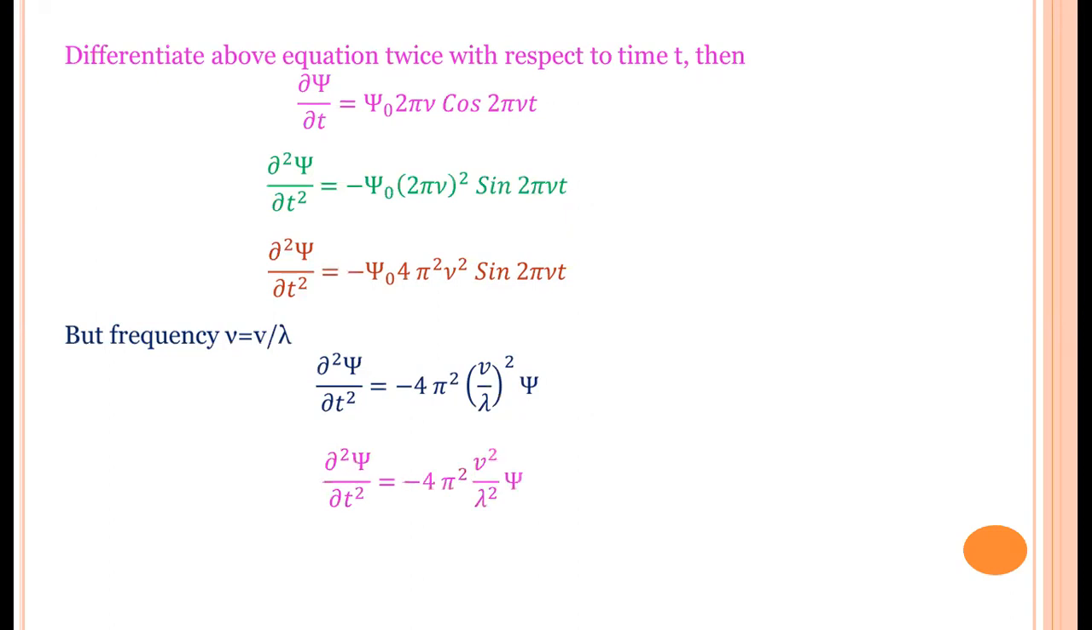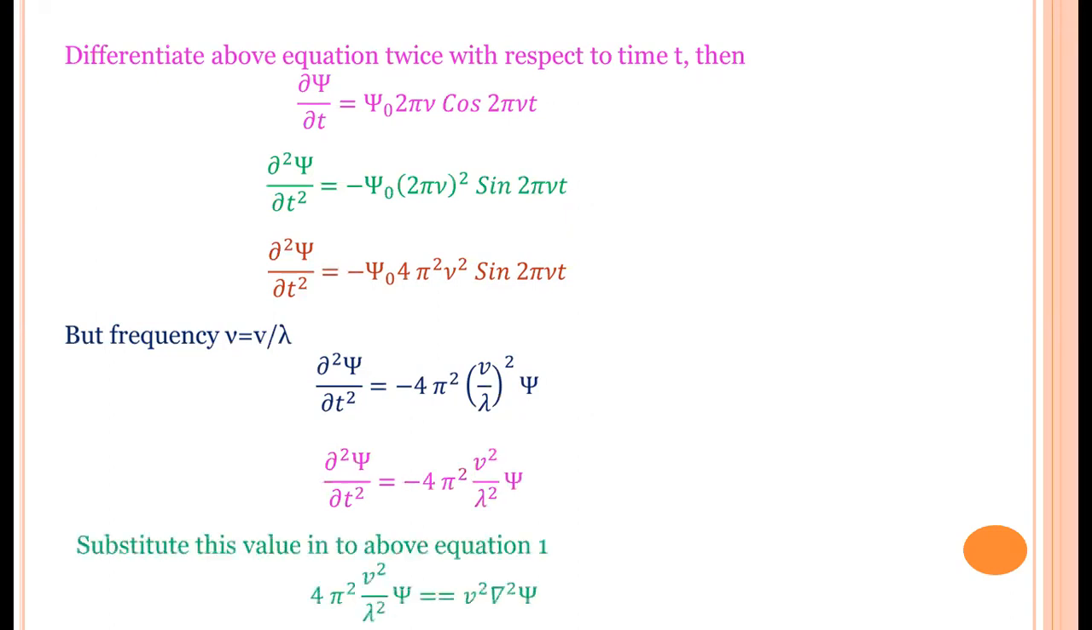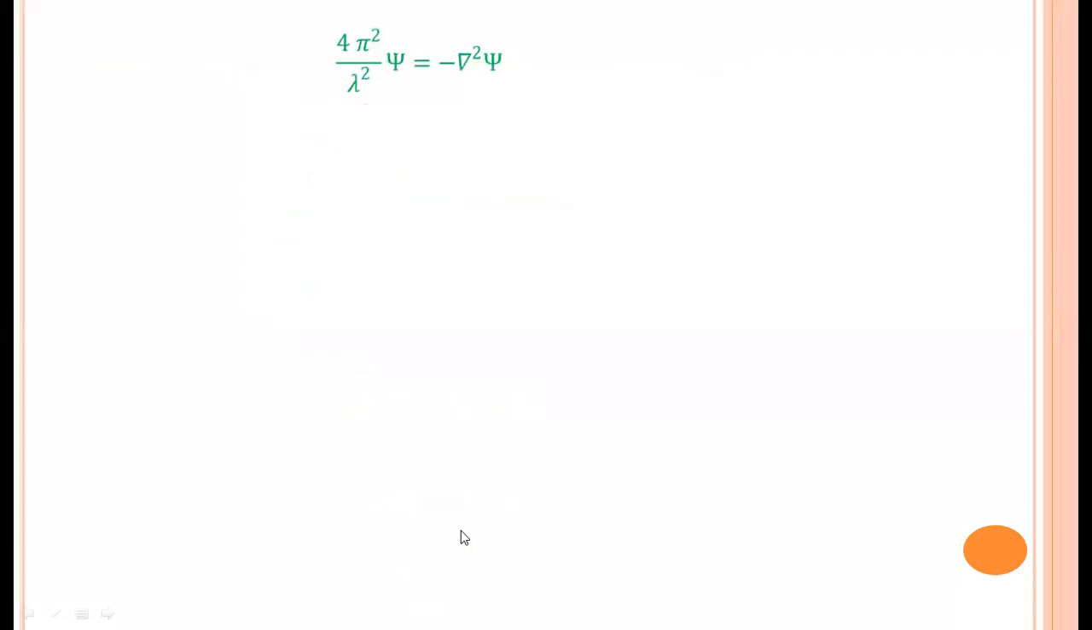When this ∂²ψ/∂t² value is substituted into the above equation, that is (4π²ν²/λ²)ψ is equal to v²∇²ψ, because we substituted only the ∂²ψ/∂t² value. From that, (4π²/λ²)ψ is equal to minus ∇²ψ. That is, ∇²ψ + (4π²/λ²)ψ is equal to 0, because this term is moved to the left side.